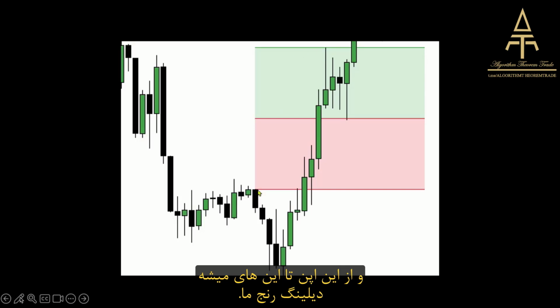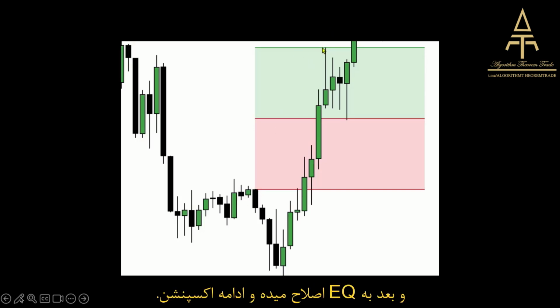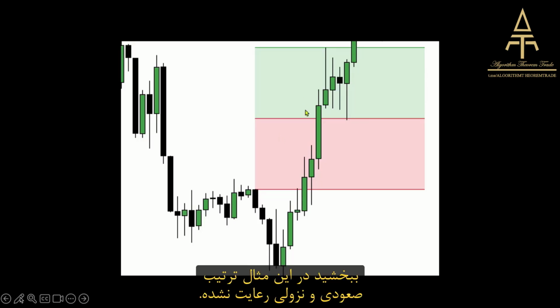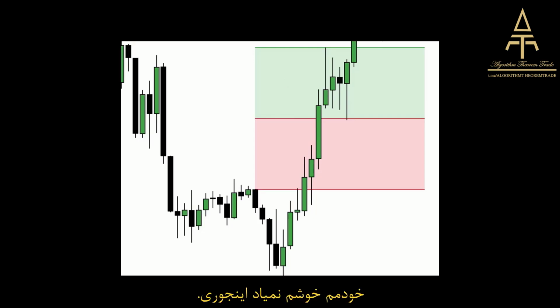From this candle's open to this candle's high is our dealing range. We measure premium to discount, and we can see that price retraces into equilibrium and it then expands higher into discount. I apologize for the order of premium to discount now being switched over relative to the previous examples. My OCD can't handle that.